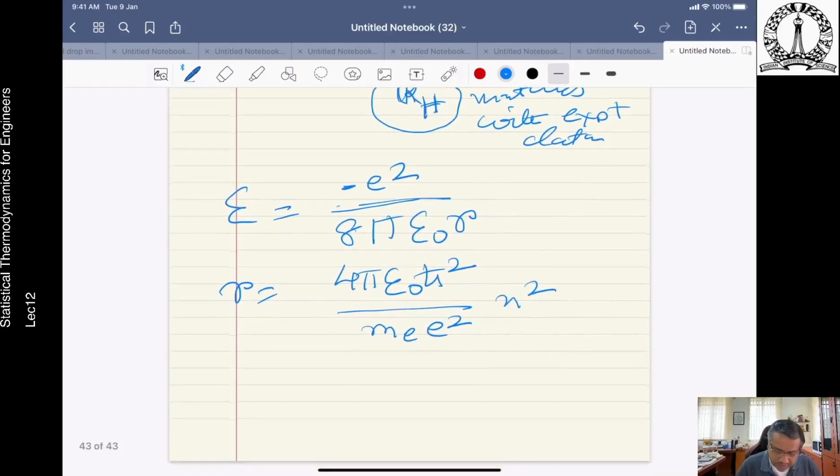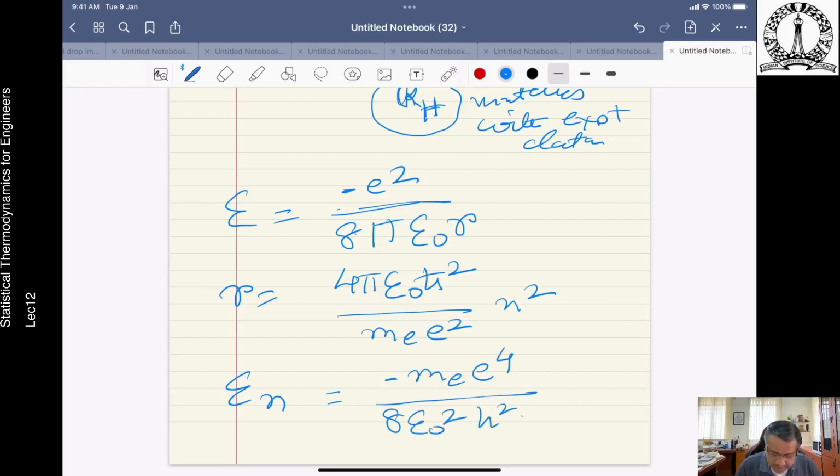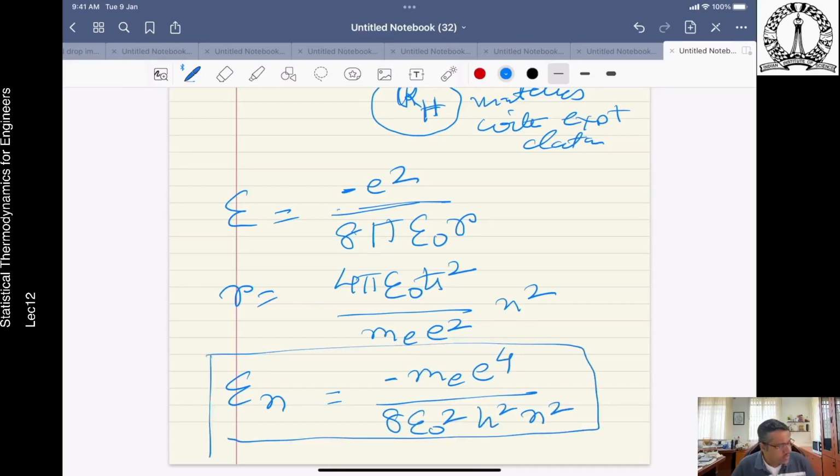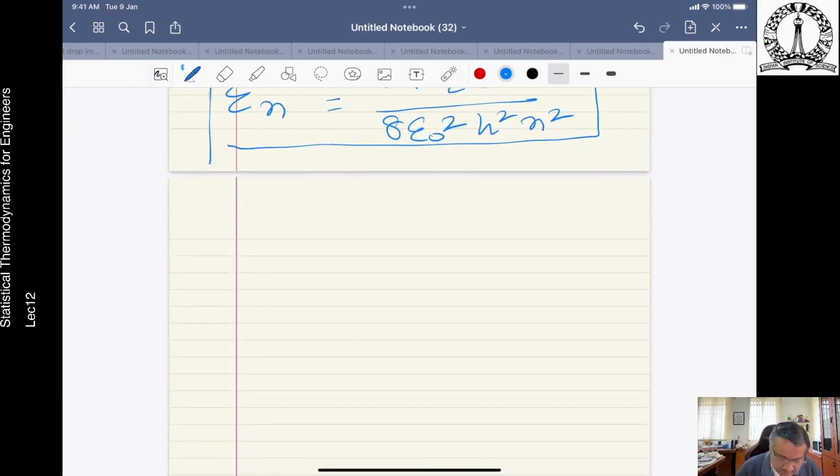Now, if you substitute this here, that is how we get the energy of any nth energy level as m e to the power of 4 over 8 epsilon naught squared h squared n squared. This is how you get the final expression. You just put the expression for r right here. So that's how you get the energy.